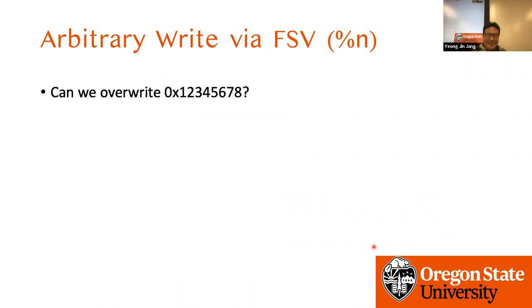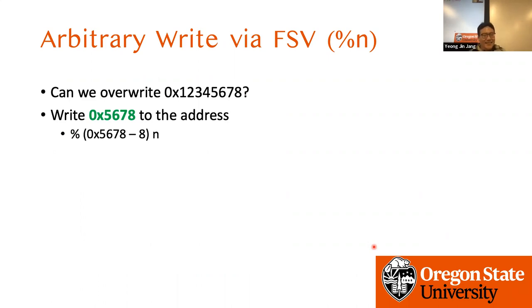So what we will do is we want to write 5, 6, 7, 8 first. To do that, we print 2 addresses. So we need to do 5, 6, 7, 8 minus 8 %x %n. Yeah, the slide is incorrect, sorry about that. And then to the address plus 2, we need to write 1, 2, 3, 4. How can we do that?